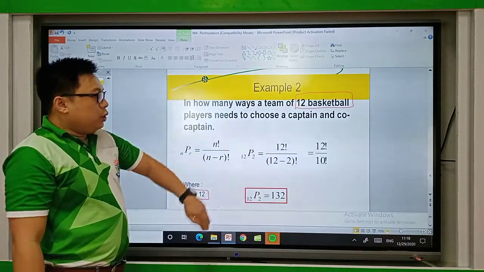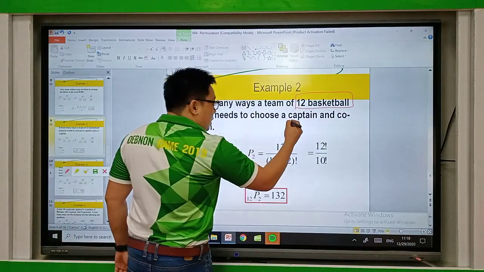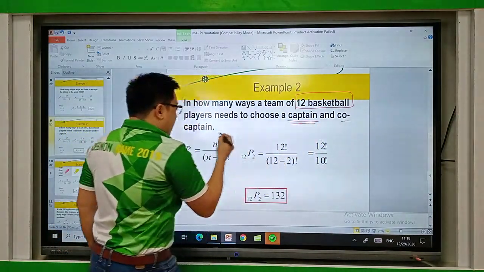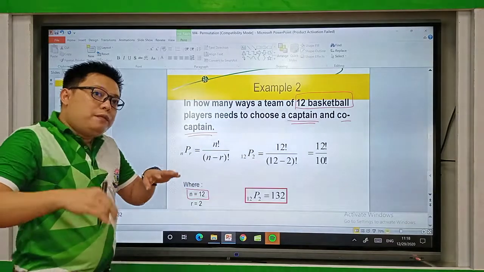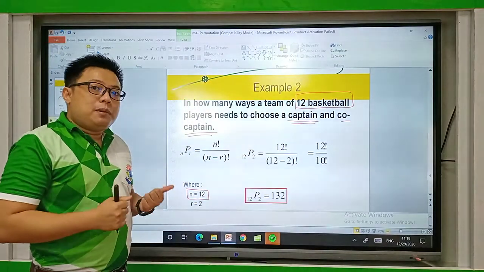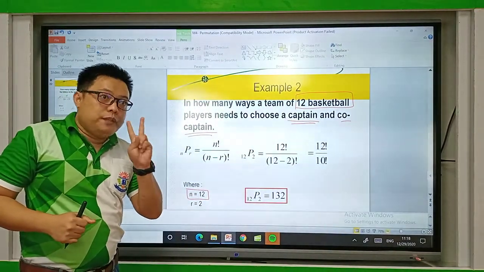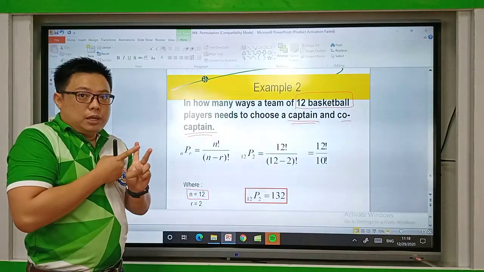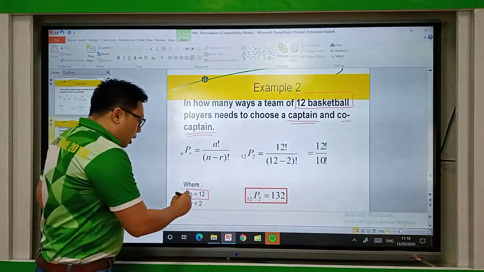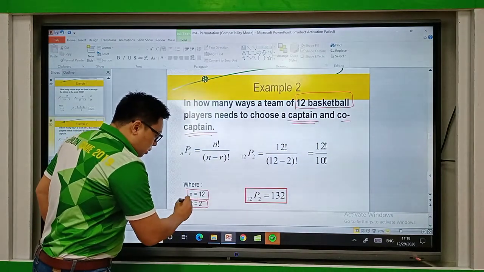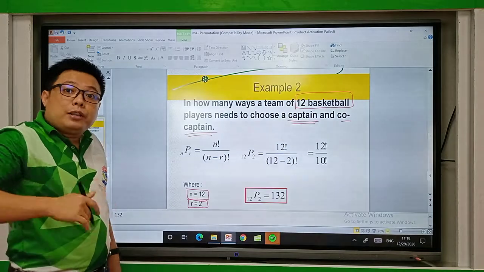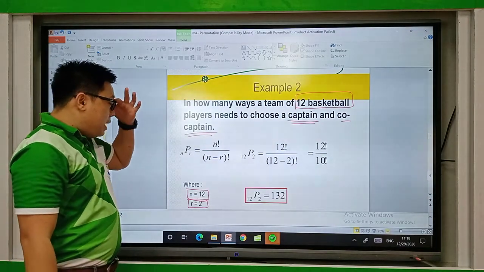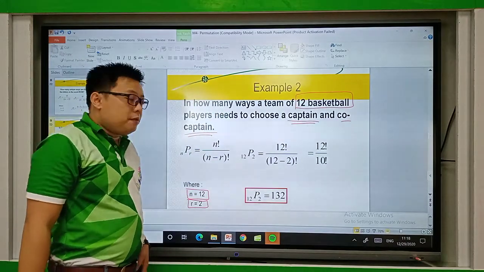They need to choose a captain and a co-captain. So out of these 12 basketball players, they will choose 2 of them to be the captain and the co-captain. So r will be 2, because out of those 12, we will just try to choose 2. In how many ways, or how many permutations, can we have?